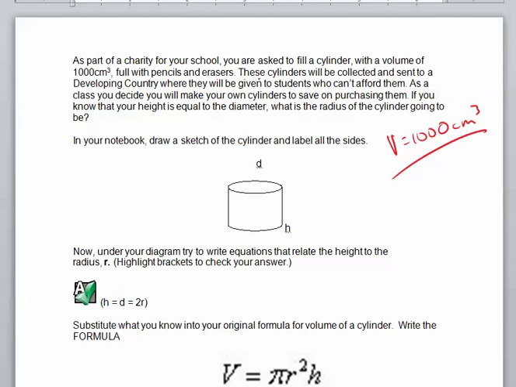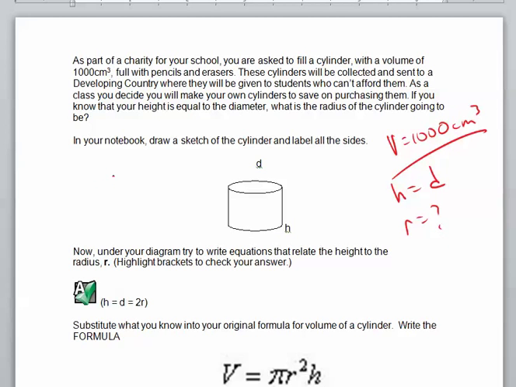Full of pencils and erasers, these cylinders will be collected and sent to developing countries for students who can't afford them. As a class, you decide to make your own cylinders to save on purchasing them. If you know your height is equal to the diameter, what is the radius of the cylinder going to be?